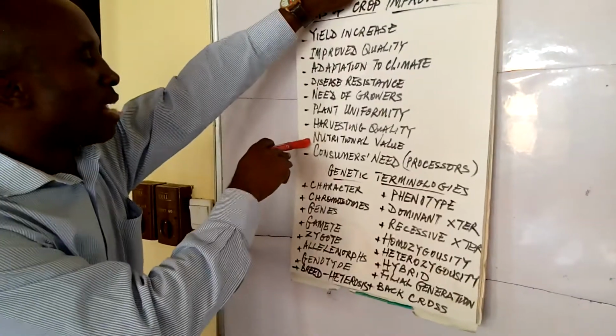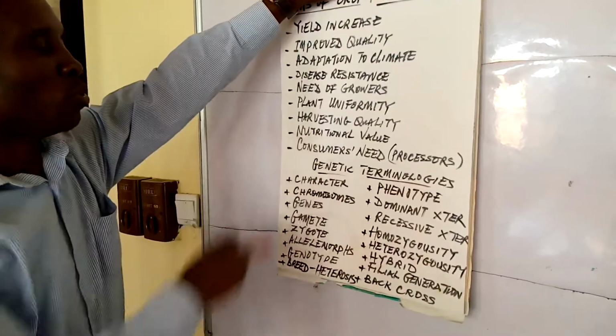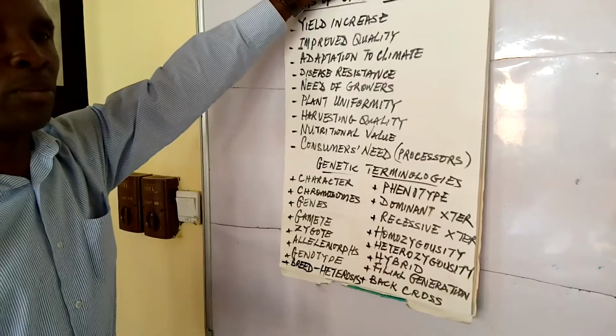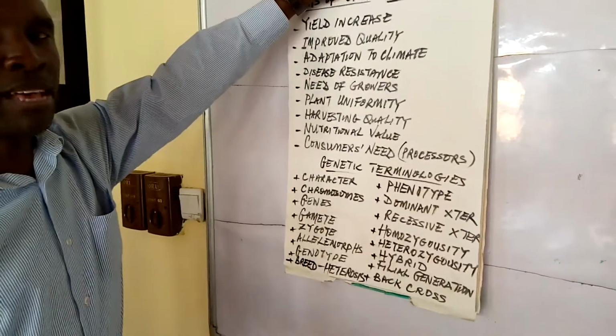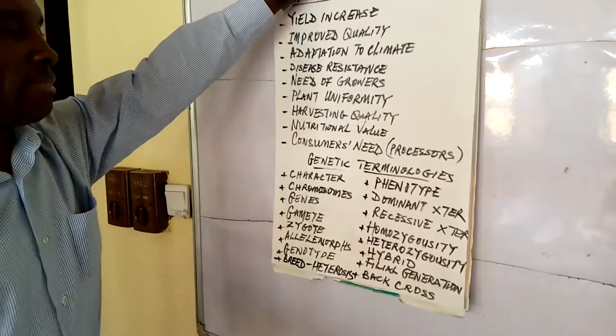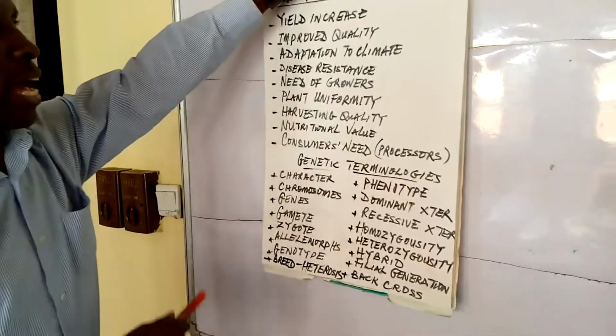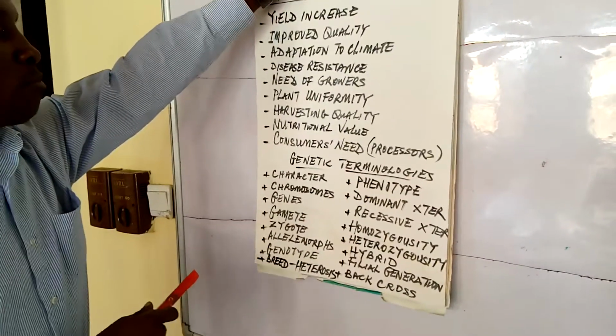Then the next aim is to produce crops that have high nutritional value. Like some maize have more starch than others. So the nutritional value is also an aim of crop improvement.